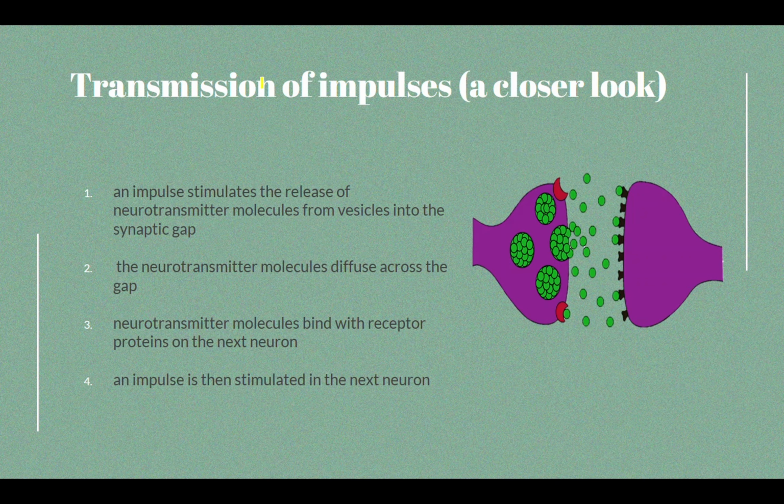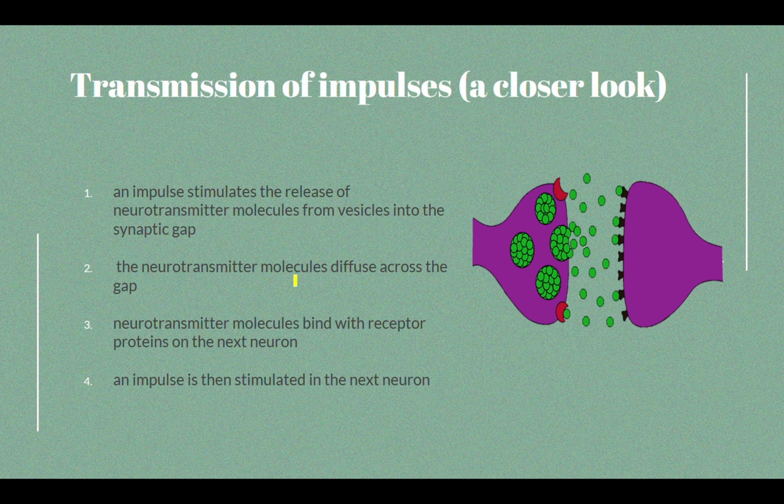So, going to the transmission of impulses, a closer look. How does the impulse travel from one neuron to the next? I wrote it as steps. I guess this one is also in the syllabus, like I got it as it is. I can't recall, but I guess that is how I got it. So, an impulse stimulates the release of neurotransmitter molecules from vesicles into the synaptic gap. So here are the vesicles. It would release neurotransmitters into the synaptic junction.